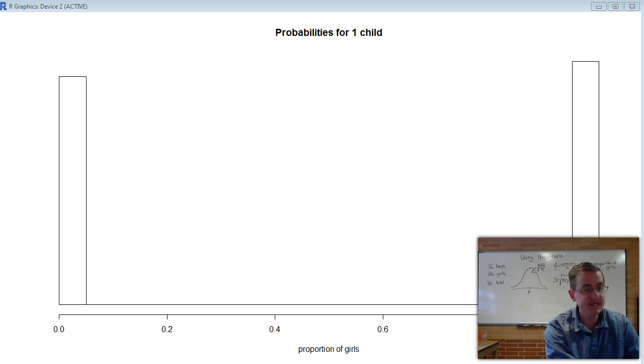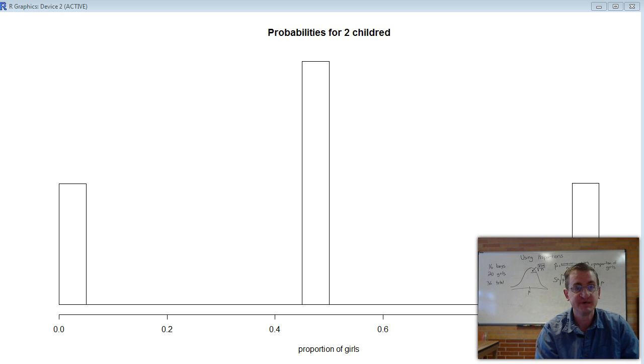Let's say you were going to have 2 children. Now look, both of them being boys is not as likely as having one boy and one girl, and having both girls is less likely as well. But would you say this is normally distributed? The answer is no. It looks like 3 lines. How can you even say it's normally distributed?